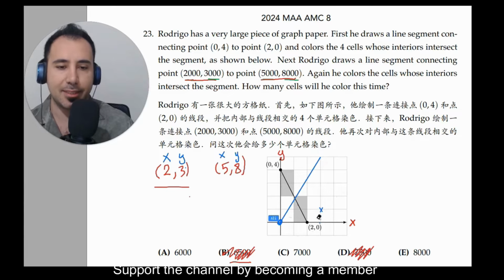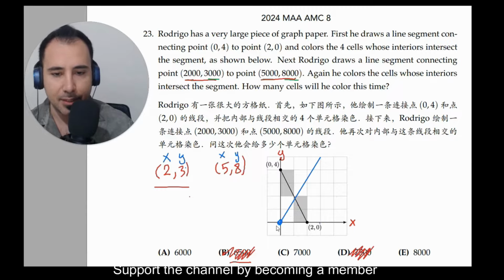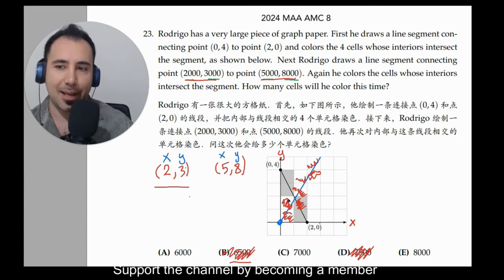Now we just have to see how many of these interiors this line segment passes. This one, 1, obviously. This one, 2. This one is a little tricky, but it definitely passes this one, 3, 4, 5, 6, and 7. So it's going to pass 7 squares. We multiply it by 7. It's going to be 7,000. So C is the right answer.